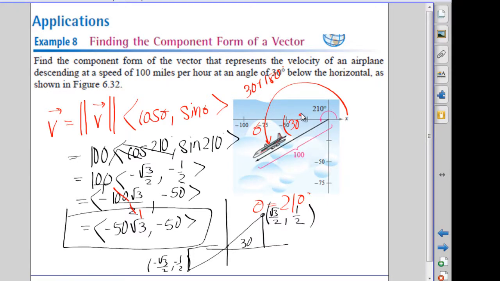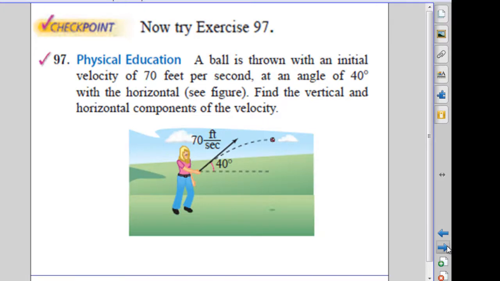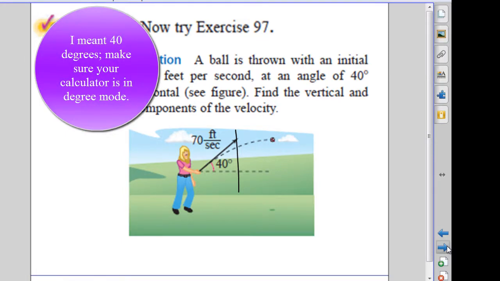All right, go ahead and try exercise 97 in your notes now. Make sure you do draw a triangle so you can find the cosine and sine of 30 degrees. Check your answer in the back of the book. Come back when you're done.